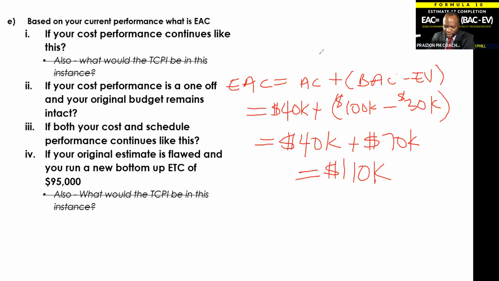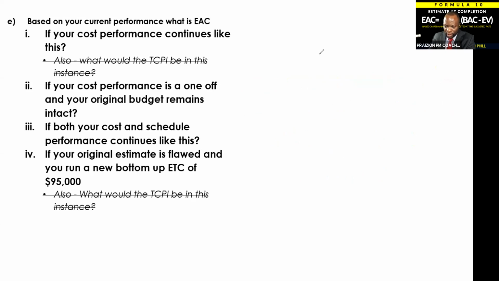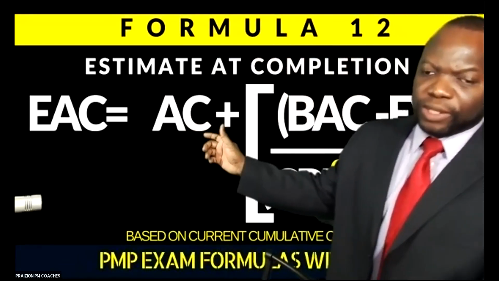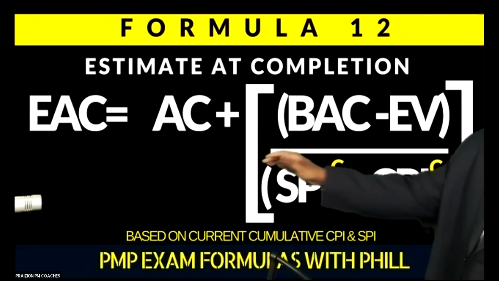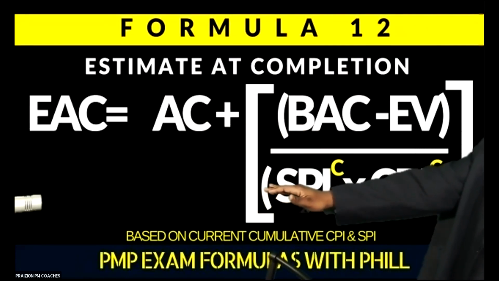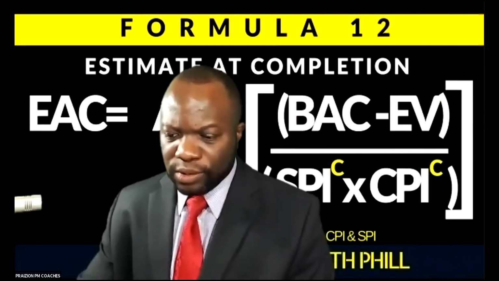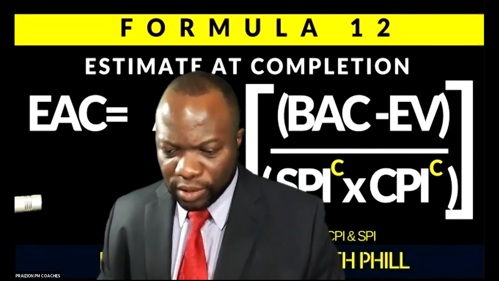I apologize if I'm not quick enough for some of you. Number 3: if both your cost and schedule performance continue like this, the one that you would use is the one divided by SPI cumulative times CPI cumulative. Let me move out of the way and show you what that would look like. We would be looking at this formula, which is pretty much the one we looked at before, divided by SPI times CPI. Okay, let's go back and solve it.